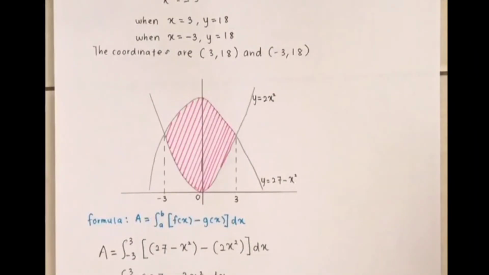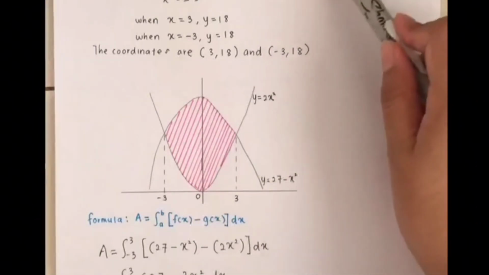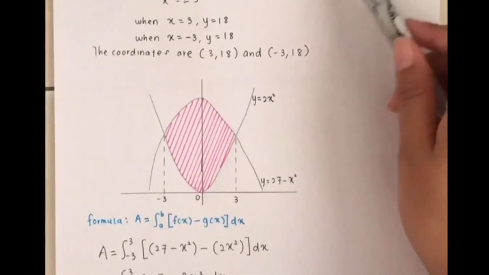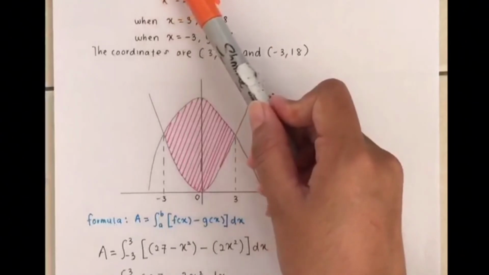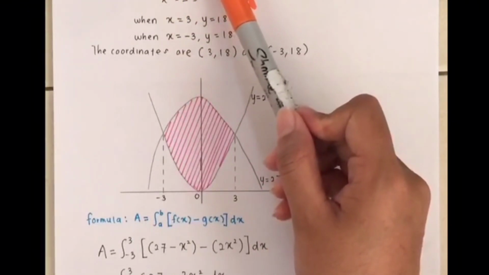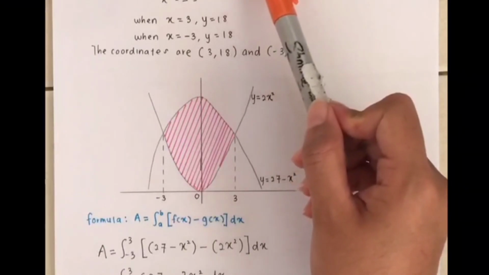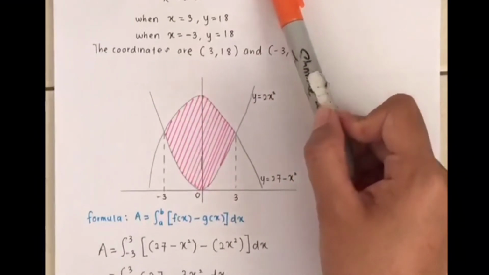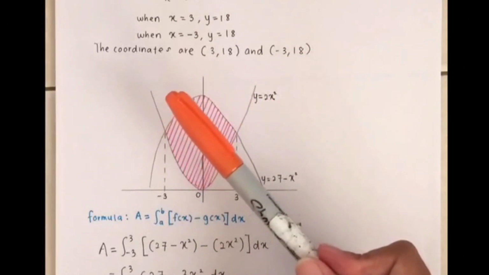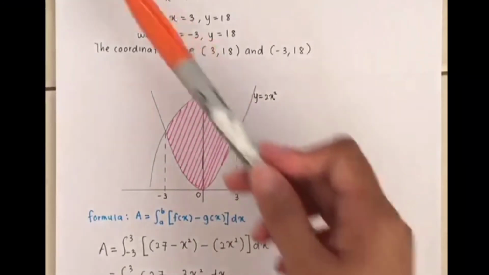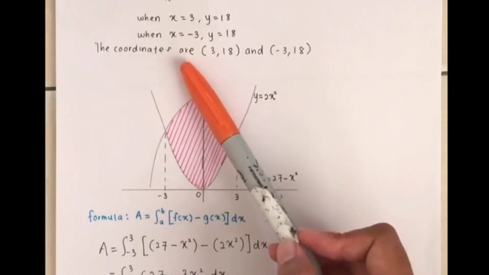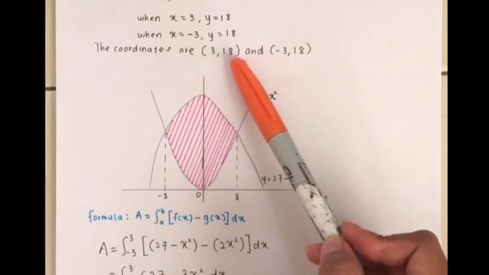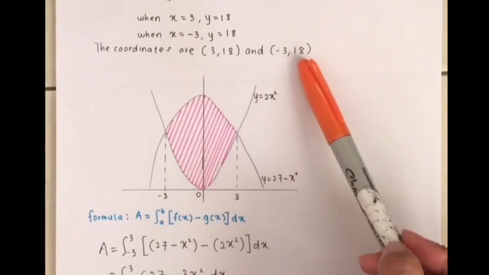Lastly, we will solve the question of area between two curves. The question gives two functions, which are f(x) equal to 27 minus x squared and g(x) equal to 2x squared. For this question, in order to get the limits of the integral, we will find the intersection points between these two curves. So we get coordinates for the intersection points (3, 18) and (negative 3, 18).